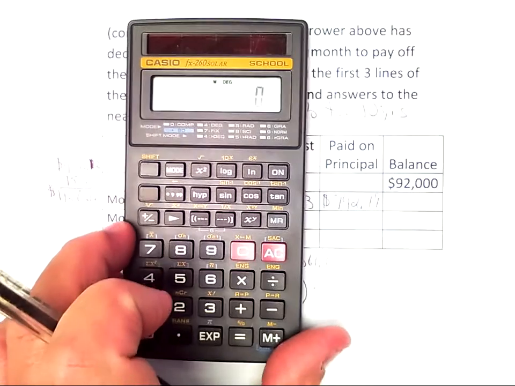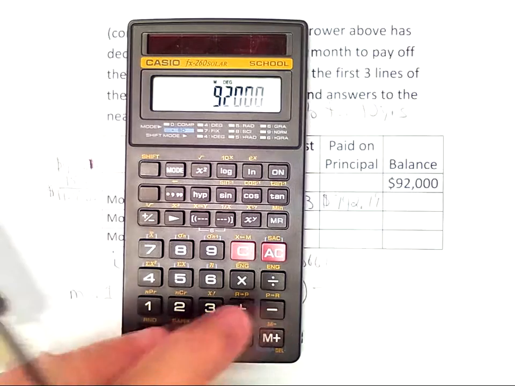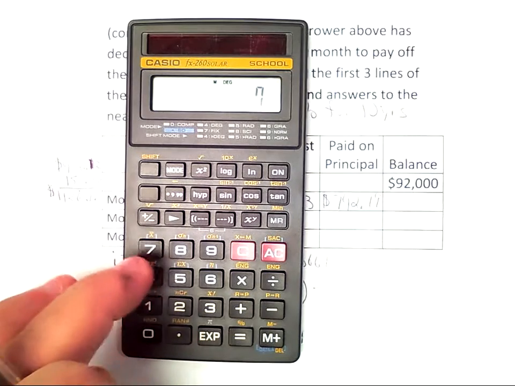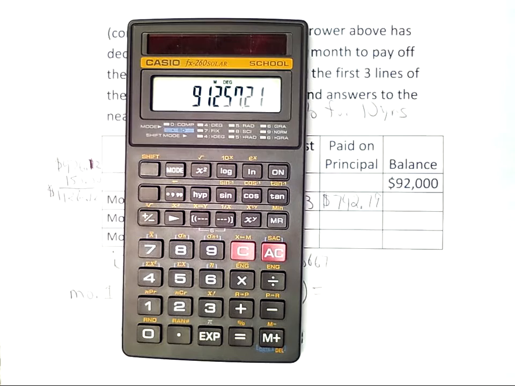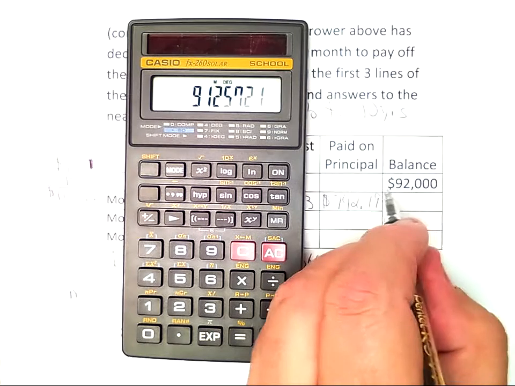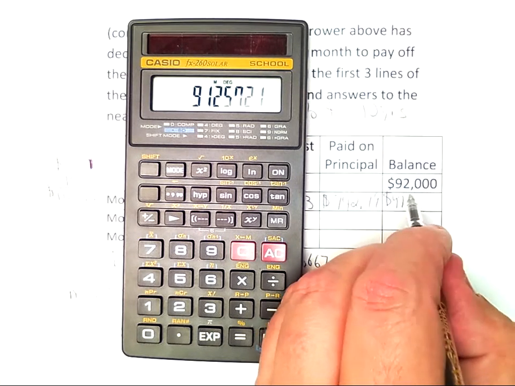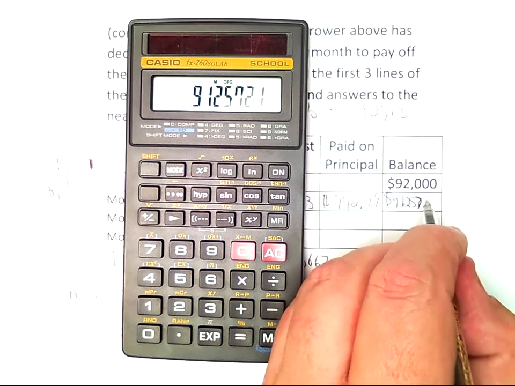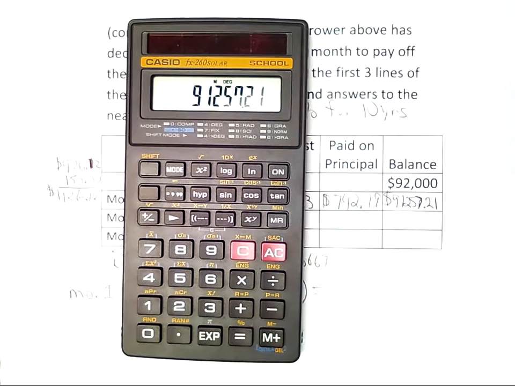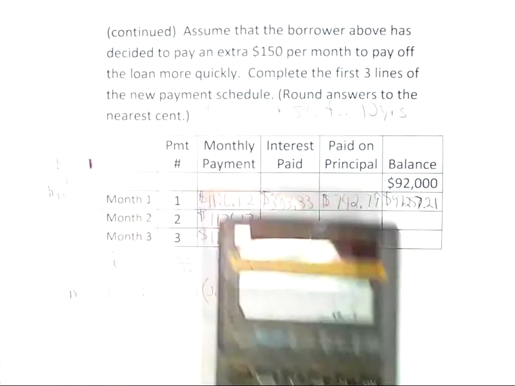So that is $92,000 minus 742.79, and that leaves you with a balance after the first month of $91,257.21. And as before, it becomes repetitive at this point.